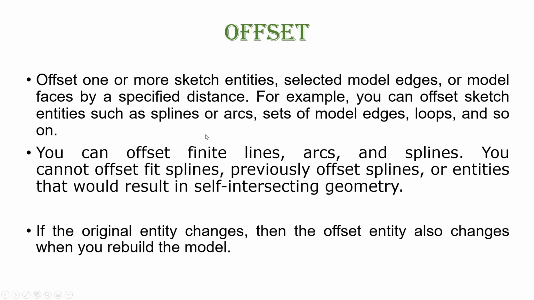Offset one or more sketch entities, selected model edges or model faces, by a specified distance. For example, you can offset sketch entities such as splines or arcs, sets of model edges, loops, and so on. You can offset finite lines, arcs, and splines. You cannot offset fit splines. So offset means we can create another copy, or we can give the offset of any object. If the original entity changes, then the offset entity also changes when you rebuild the model.